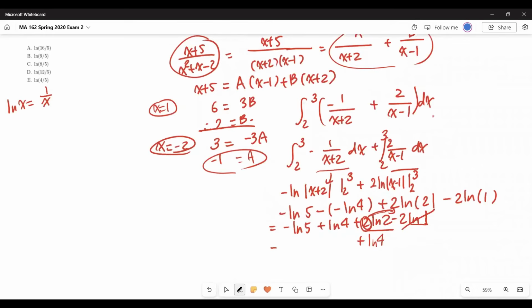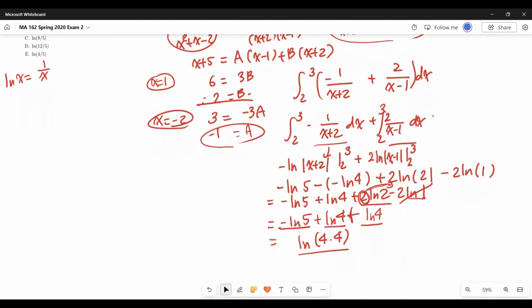So this becomes -ln 5 plus ln 4 plus ln 4. Yeah, we have a double plus sign, we don't want that. And now you're using the logarithmic rules. ln 4 plus ln 4 is just multiplying to each other, ln 4 times 4. And then -ln 5 is dividing.